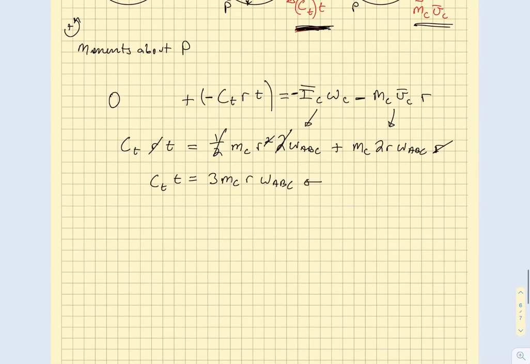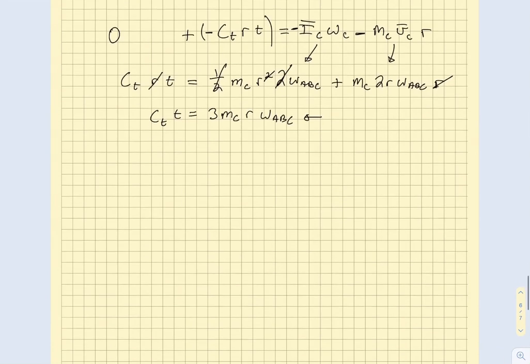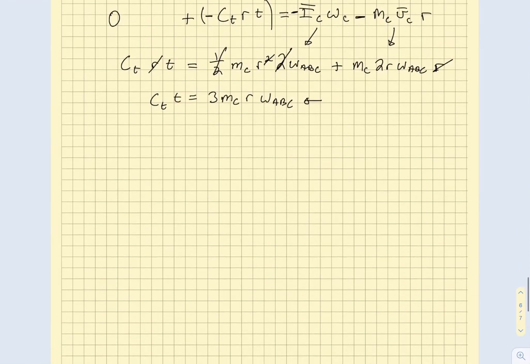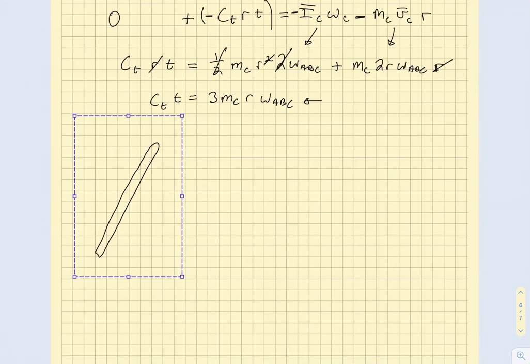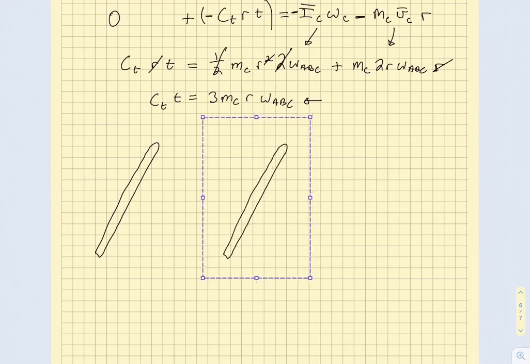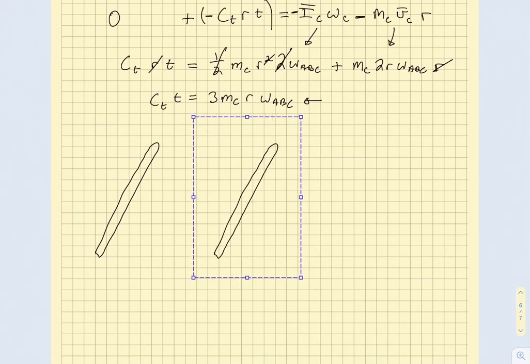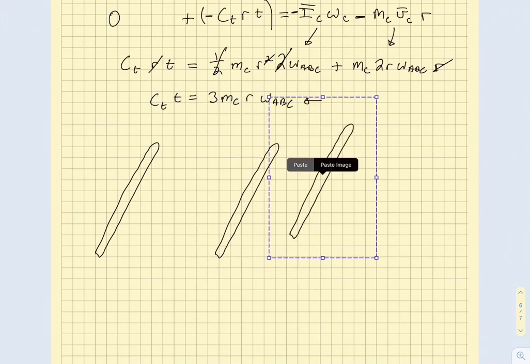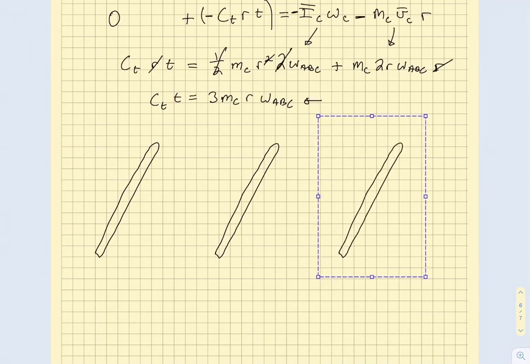So we can divide out an R through here. This cancels out with this. So we get that CT multiplied by the time T should be equal to 3 MC R omega ABC. So like the last problem, we're going to just leave this in place as it stands here. And now we can analyze the rod itself.